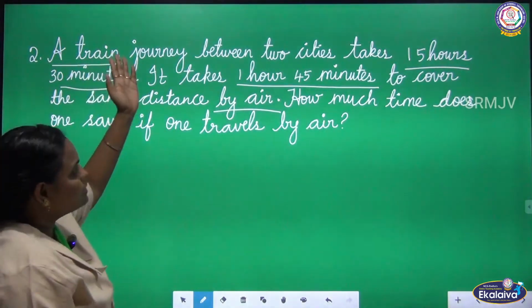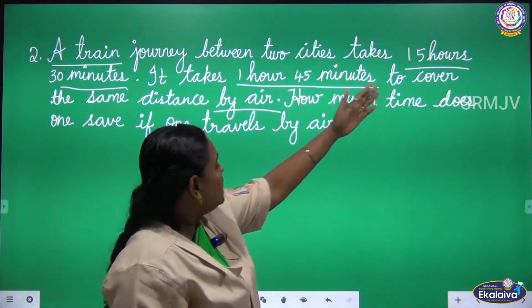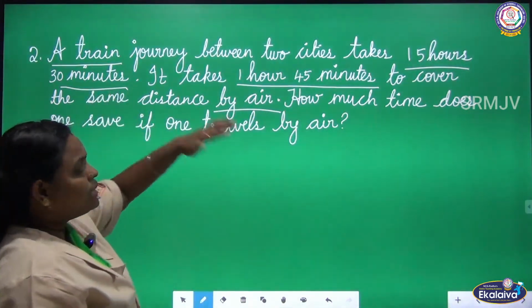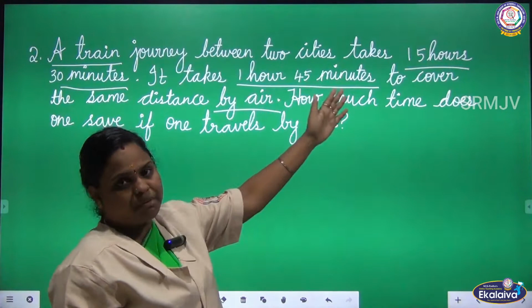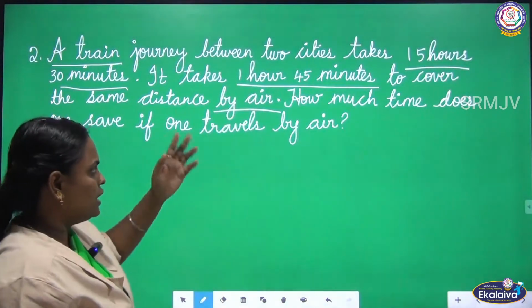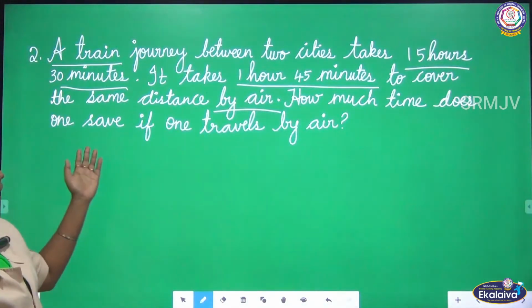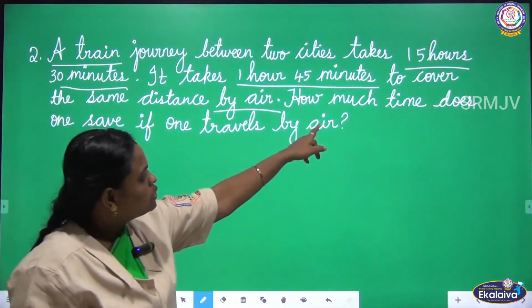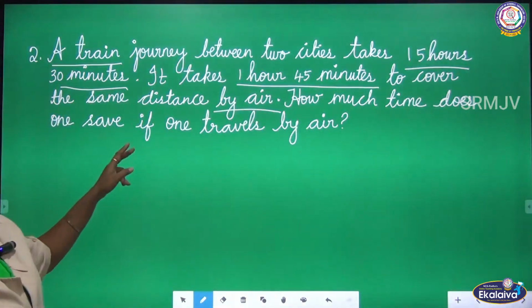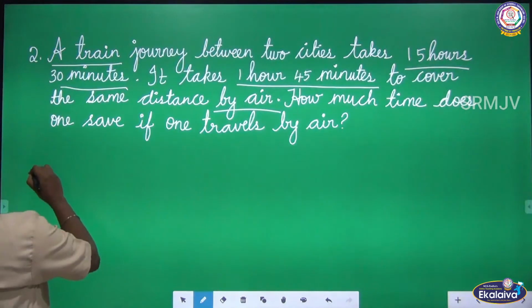See, because in the train he took 15 hours 30 minutes, but in the air only 1 hour 45 minutes. So if you find difference, then we'll find out the answer. So how much time he saves? Okay. So write solution.